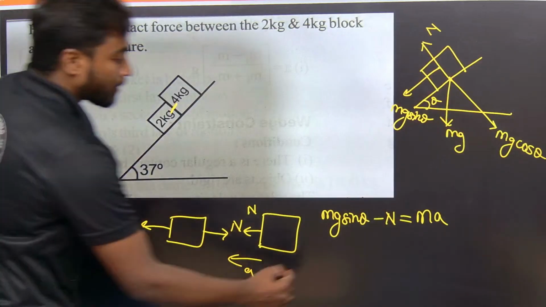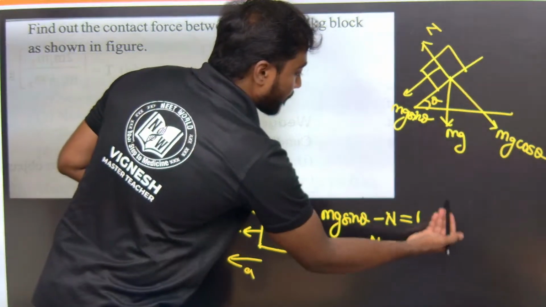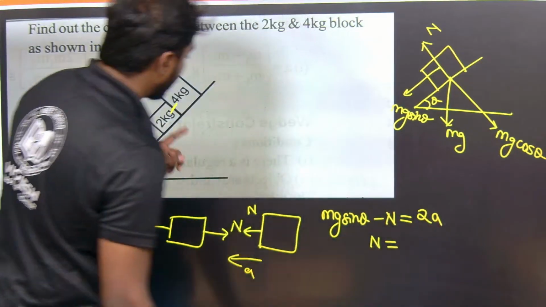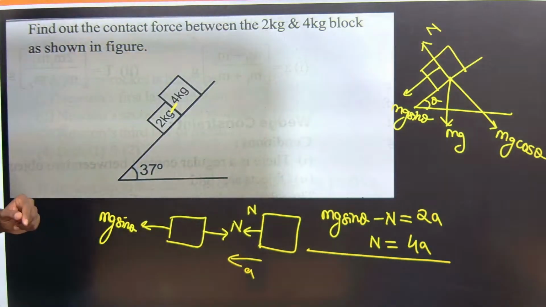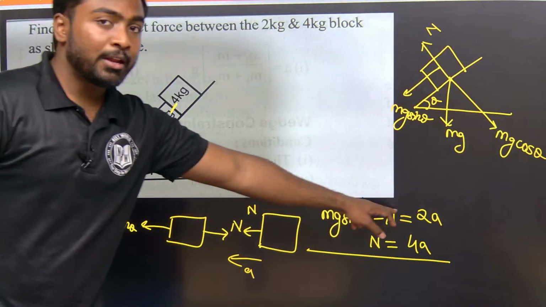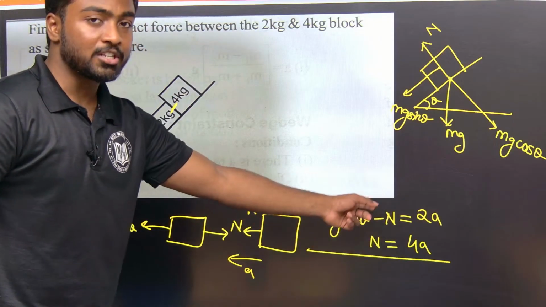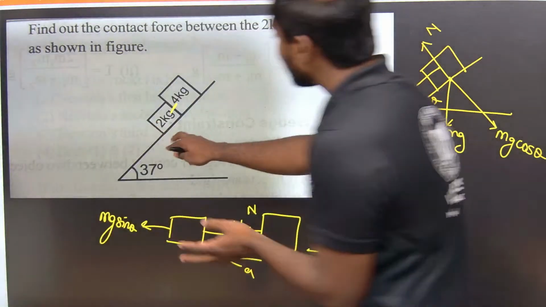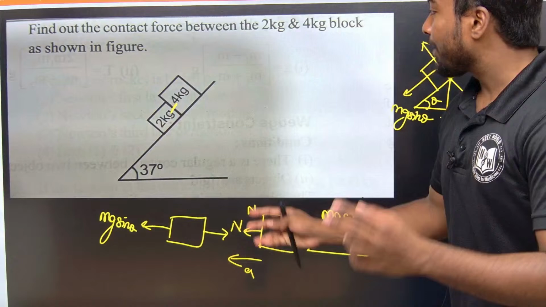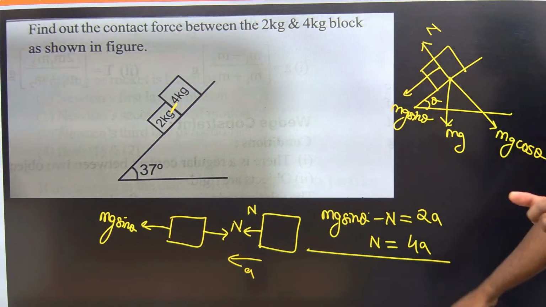And N is equal to 2 into a, and 4 into a. From this I can find the value of a first, and I can substitute either in the second equation or the first equation. I will get the answer for the question. If anyone asks what the acceleration is if I take only the 2 kg block and add one more 4 kg block, the acceleration will remain constant. So a will be equal to g sin theta.